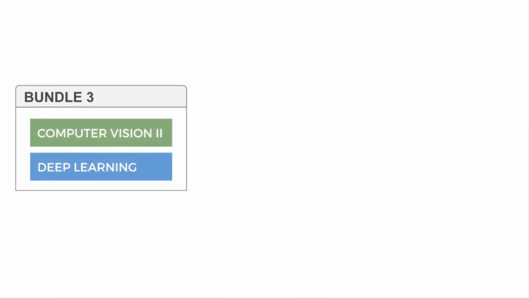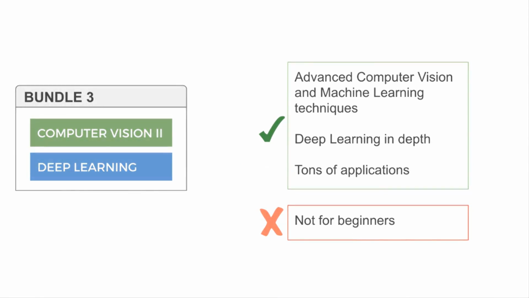Bundle 3 consists of Computer Vision 2 and Deep Learning with PyTorch. This bundle directly starts off with advanced computer vision applications and deep learning. You will learn to create and deploy cool and impactful applications. I recommend this bundle only for people who have prior experience with OpenCV.